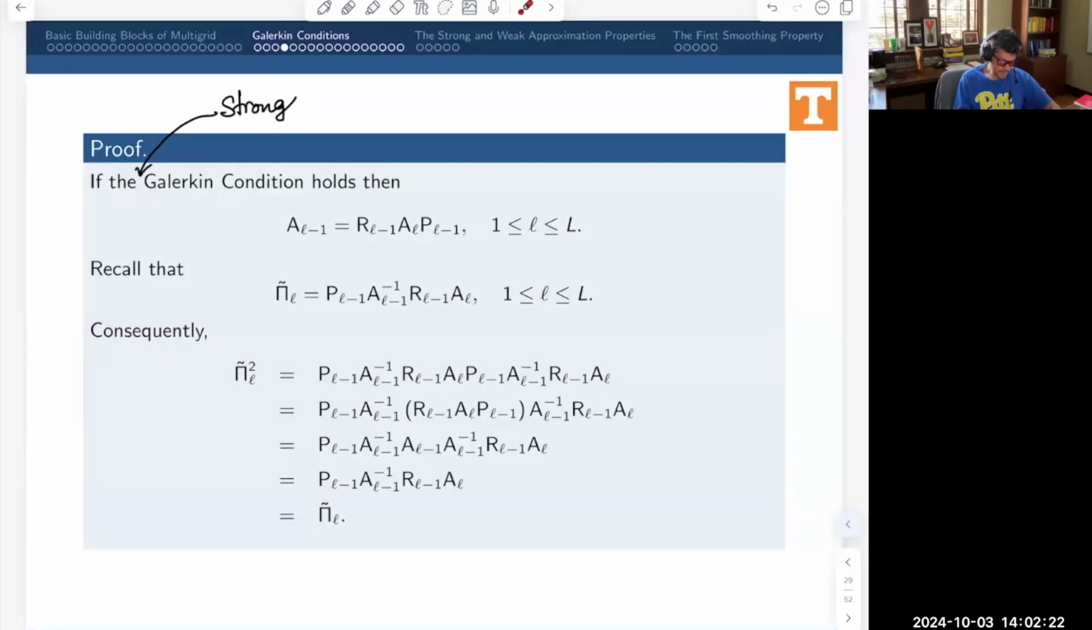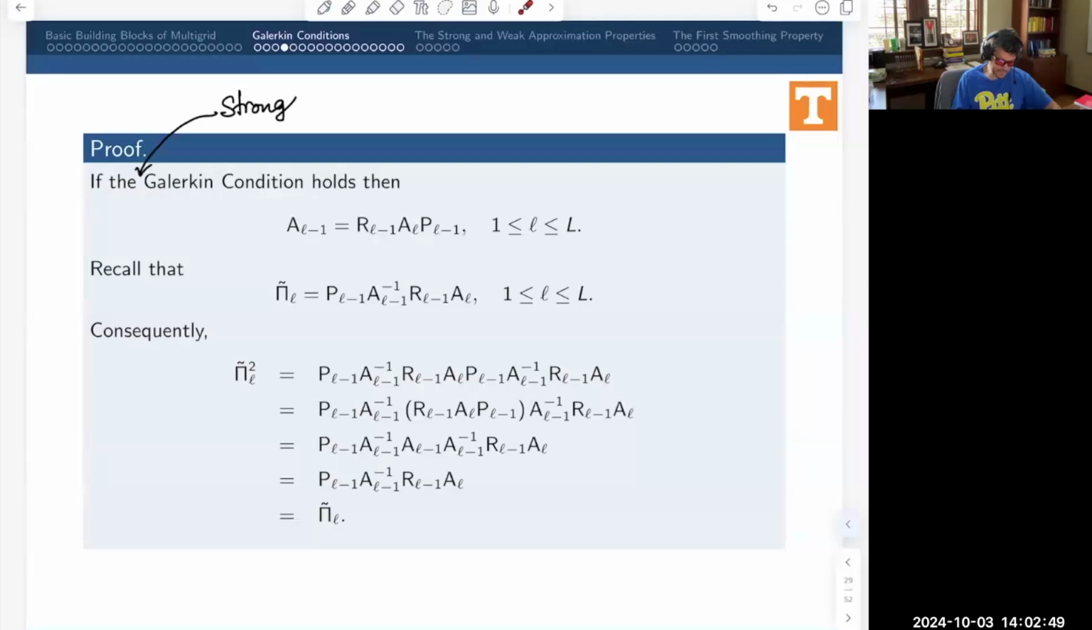Okay, so if we do that, we're trying to show that this is really a projection matrix. So let's multiply it times itself. So there's that first one, and there's the second one, multiplied times itself. Now all we need to do is a regrouping. We get R_{L-1} A_L P_{L-1}. If the Galerkin condition holds, then that's the A_{L-1} matrix.